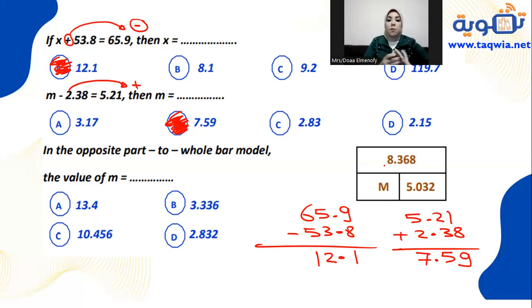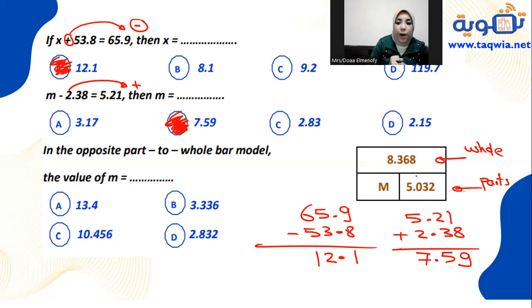This is the bar model, guys. Here you have to note that up we have the whole and down we have the parts. If we have the whole and one of the parts and we want to get the other part, we have to subtract. But if we have the two parts and I want to get the whole, we have to add the two parts. So here how we can get m. In this case, we have to subtract because we have the whole and one part.